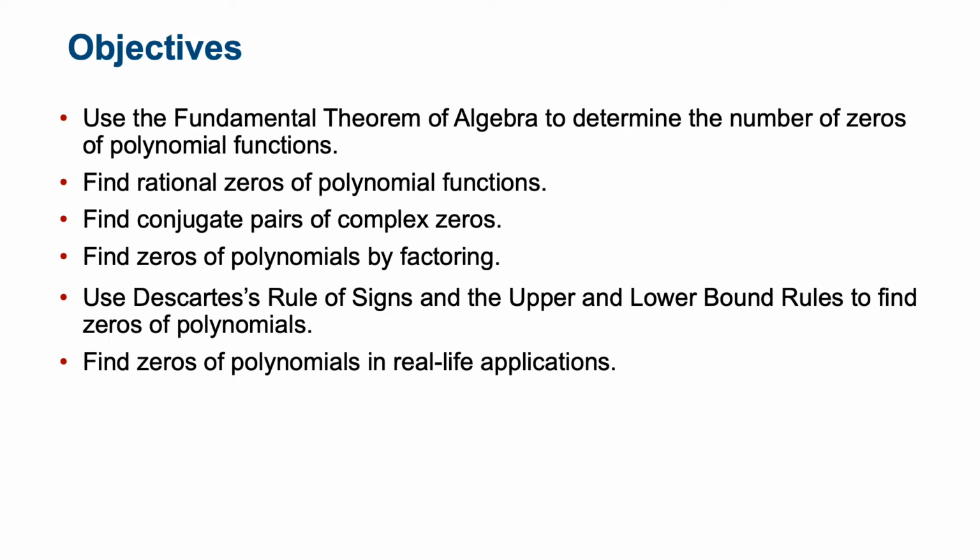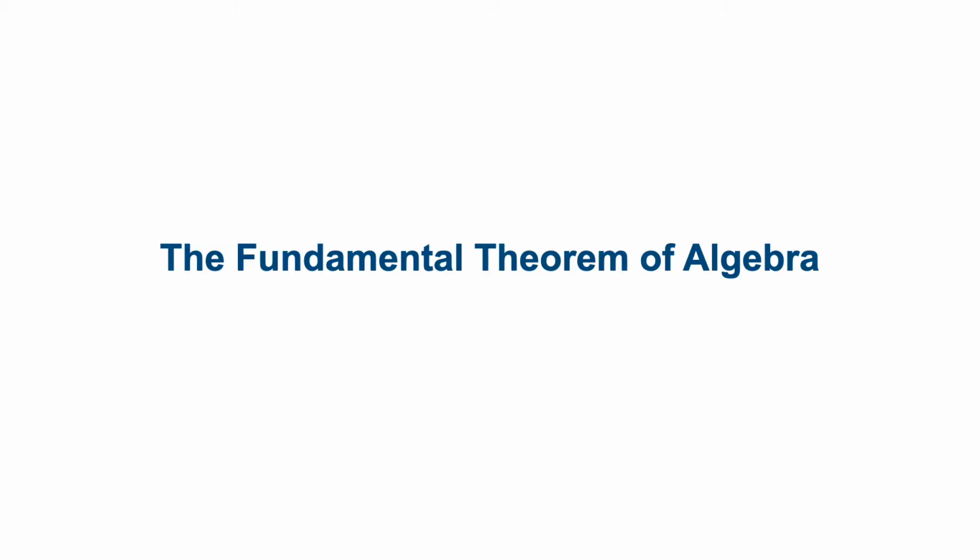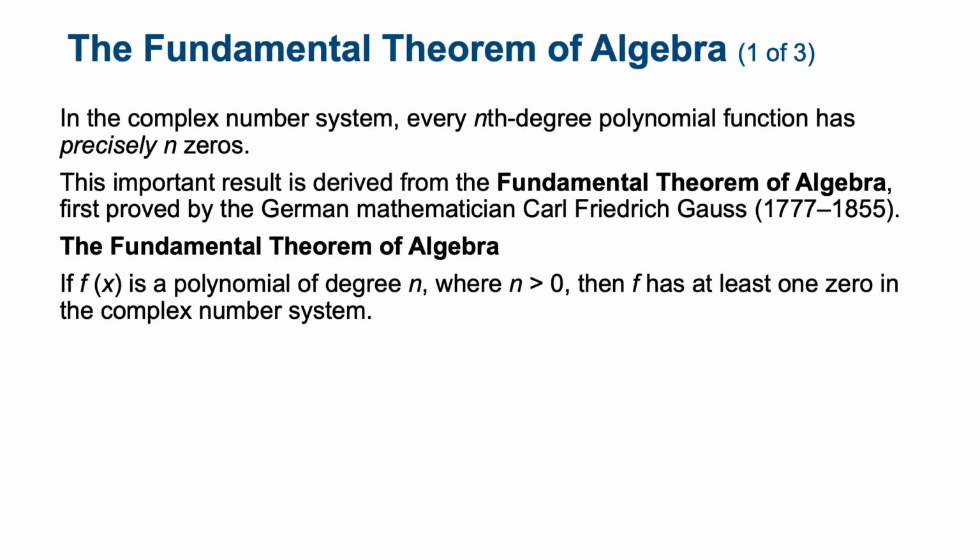Then we're going to find rational zeros. Then we're going to find conjugate pairs of complex zeros. And then we're going to talk about finding zeros by factoring. And then we're going to be introduced to Descartes' rule of signs and the upper and lower bound rules to find zeros of polynomials. And that pretty much sums it up. So let's start with the fundamental theorem of algebra.